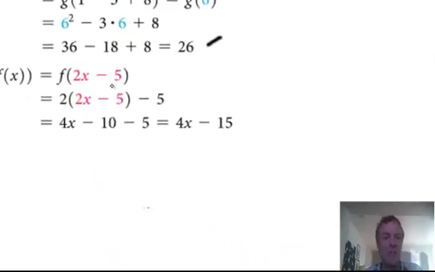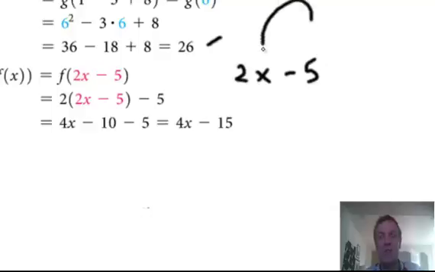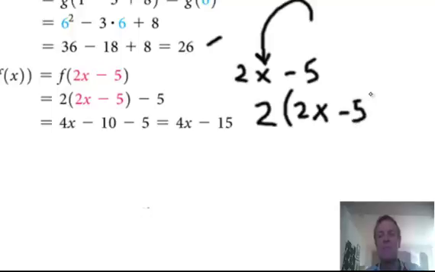Let's have a look at this. Here we go. So I'm going to take 2x minus 5, and I'm going to put that back into the equation where the x is. So in other words, I've got two lots of 2x minus 5. Remember, I'm replacing the x with 2x minus 5. Minus 5. Okay, and the algebra, there it is.